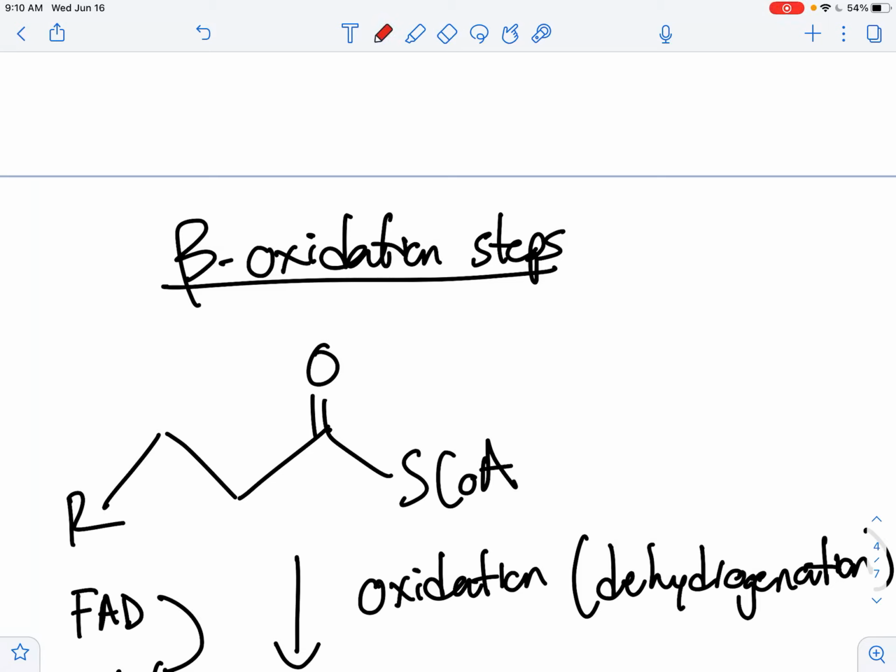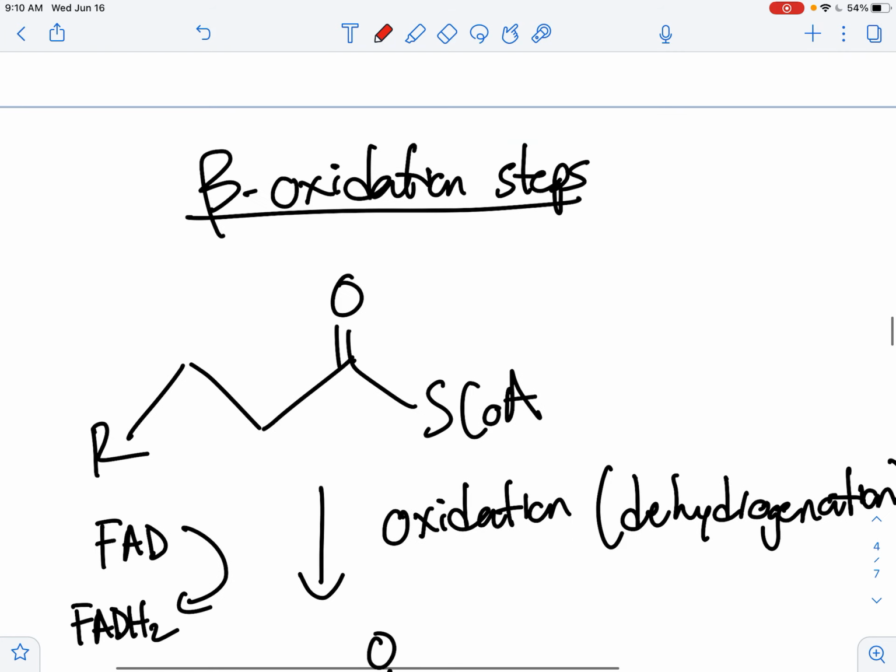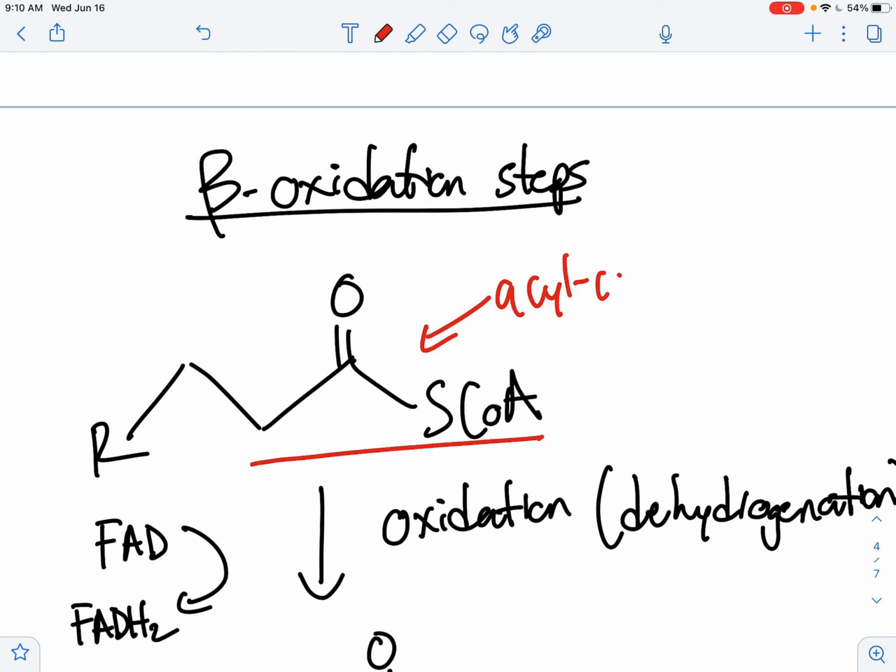What's up, guys? I wanted to use this video to describe the steps of beta oxidation. Before talking specifically about the steps, I want you to recognize what this molecule is and how it's different from a normal fatty acid molecule. You'll notice that this molecule has this SCoA group on it, and as a result, that's called a CoA group. The entire molecule is called an acyl-CoA.